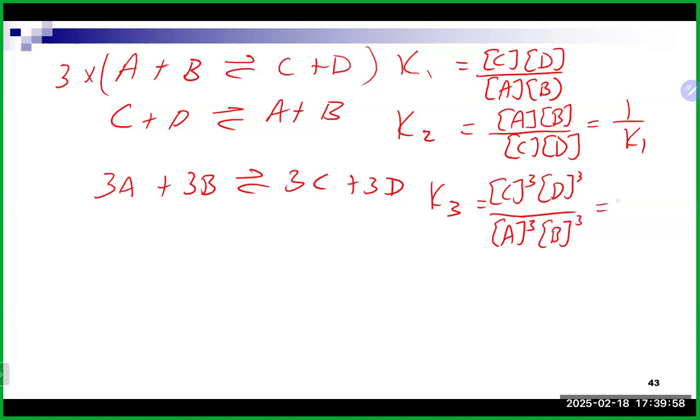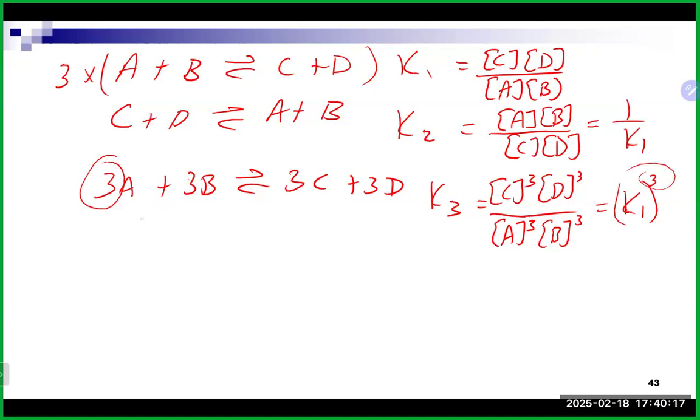And essentially what we just did is we took the first K value and we cubed it. So we multiplied by 3, and we take the K value to the 3 to get it. So again, you don't multiply the K value by 3 in this particular case, which again is a common error. So you take it to that exponent.